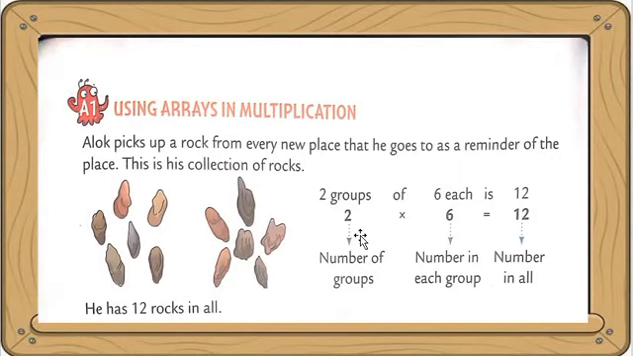So we do 2 like that: 2 1s are 2, 2 2s are 4, 2 3s are 6, 2 4s are 8, 2 5s are 10, 2 6s are 12. Otherwise we do it like that: 6 1s are 6, 6 2s are 12. Understood, all students? What is my topic? Using arrays in multiplication. Today is our topic.